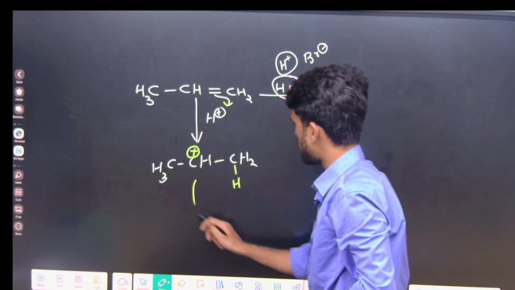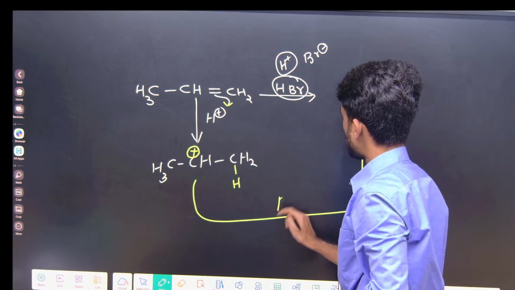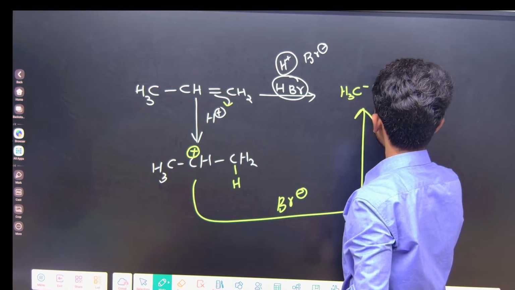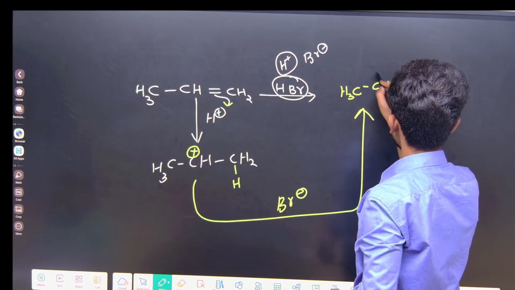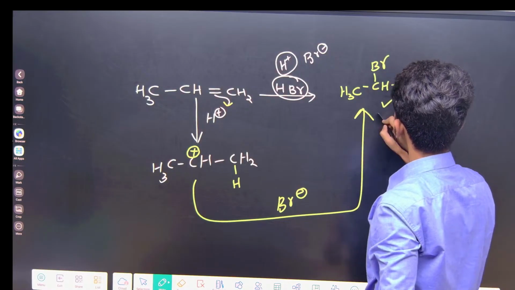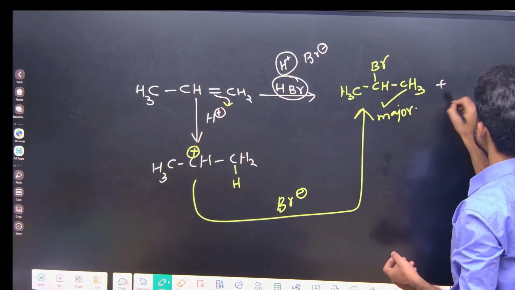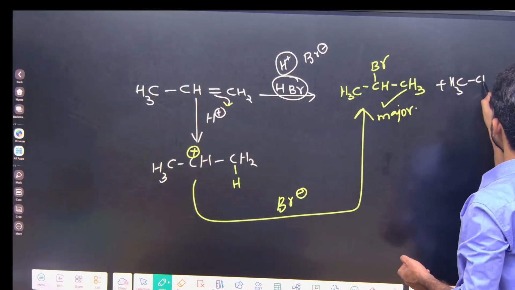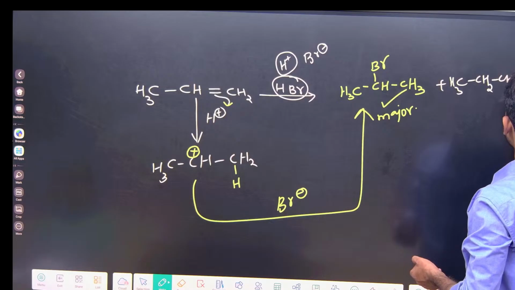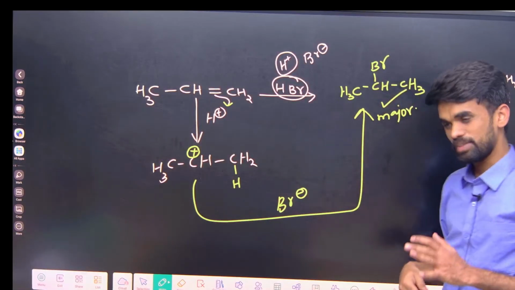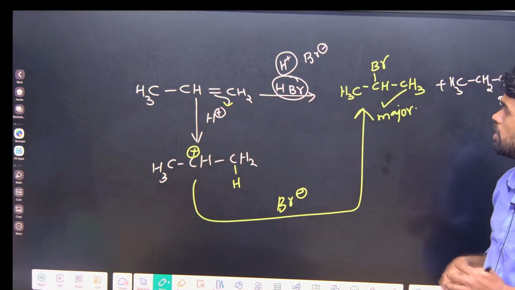So this carbocation now, what is the anion here? Bromide ion. So it gives CH3, CH, CH3, here Br. Okay, this is your major product. Is this clear or not? Okay, now minor means CH3, CH2, CH2, Br. That's it. I will explain that. Okay, is this clear up to here?